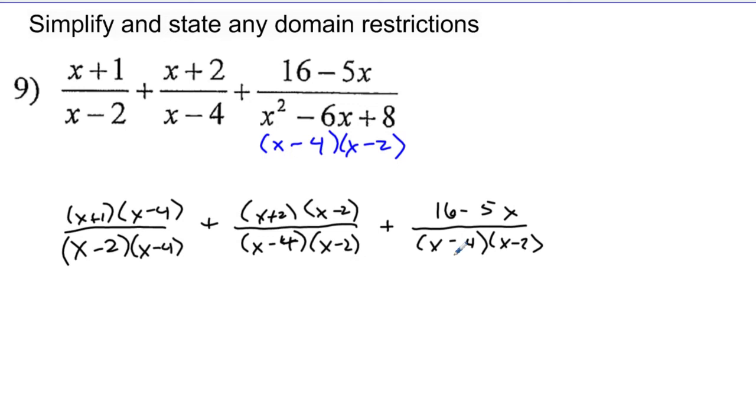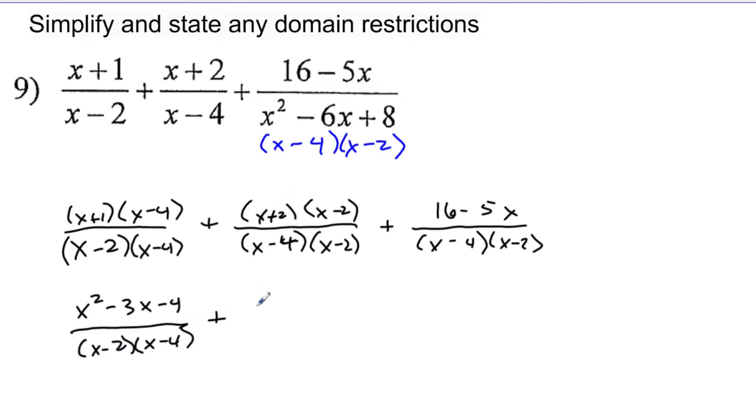That means that I can add the numerators together. The problem is that I can't add together things that are unsimplified. So x plus 1 times x minus 4 I need to combine. I'm going to say that x plus 1 times x minus 4 turns into x squared minus 3x minus 4 over my denominator. So it gets a little repetitive. You have to keep repeating the denominator, but we have to do it.